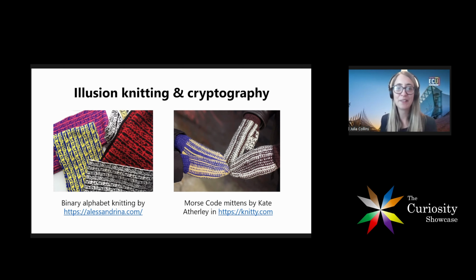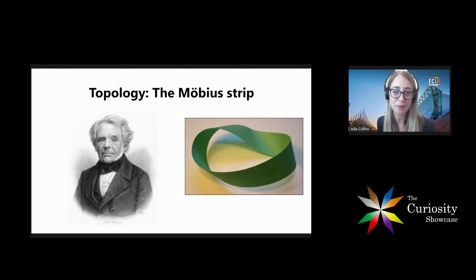So now on to my next example of an object that was invented by the knitters many years before the mathematicians. This is something called the Möbius strip. It's a one-sided piece of paper. You may think that it was named after Mr. Möbius, but in fact, it was invented by the knitters hundreds of years before.